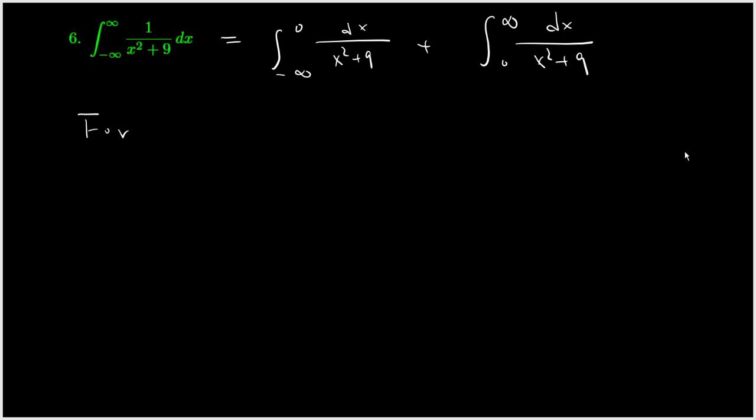For the integral from 0 to infinity, we are going to do the things in 2 steps. Now the first step we do is to compute the integral from 0 to t, right? So dx in here, x squared plus 9.